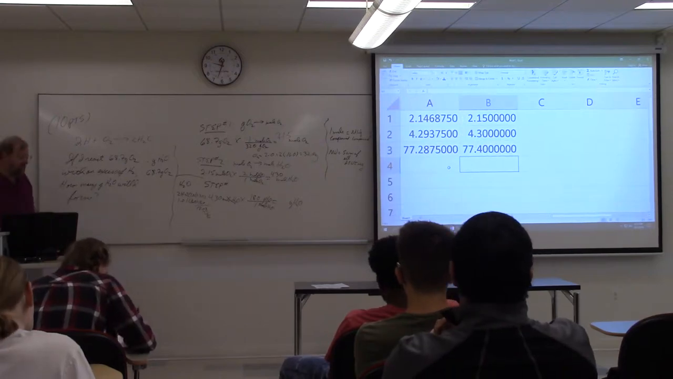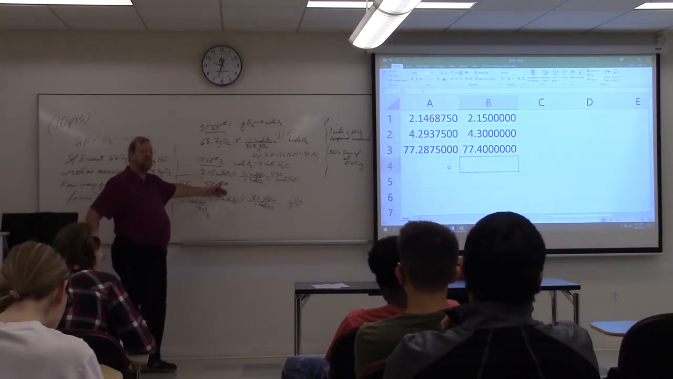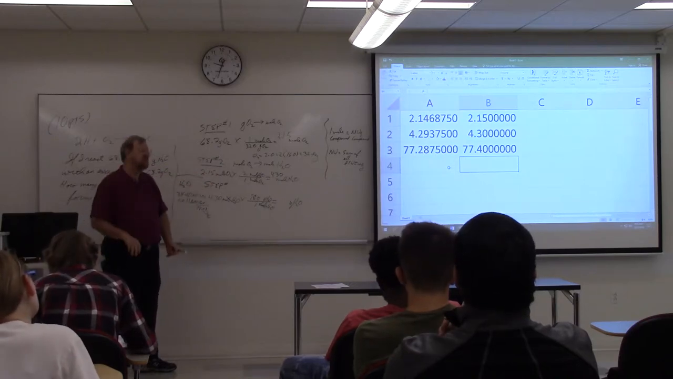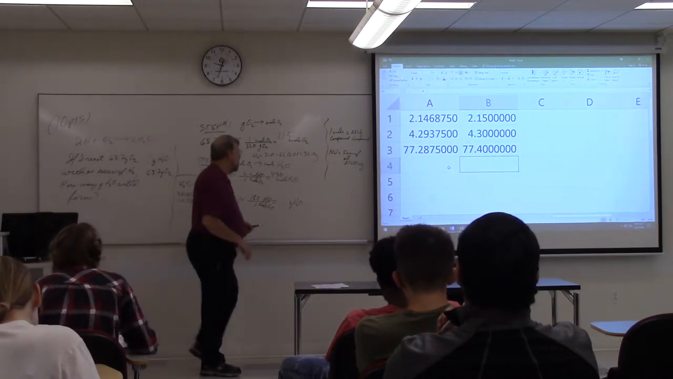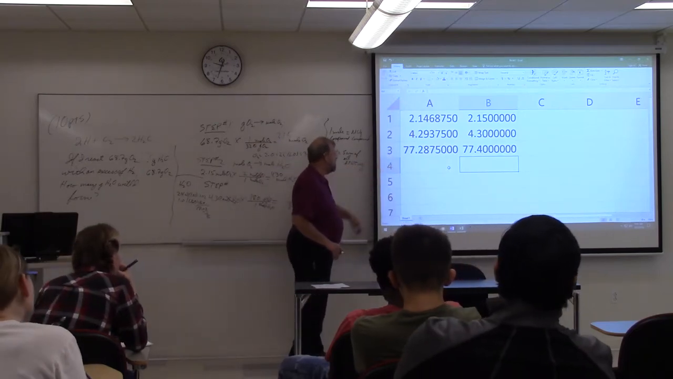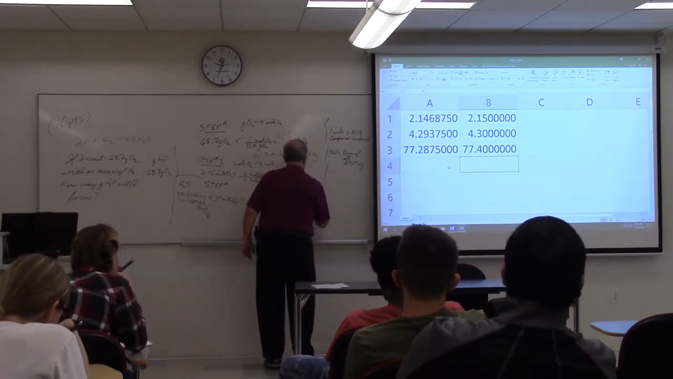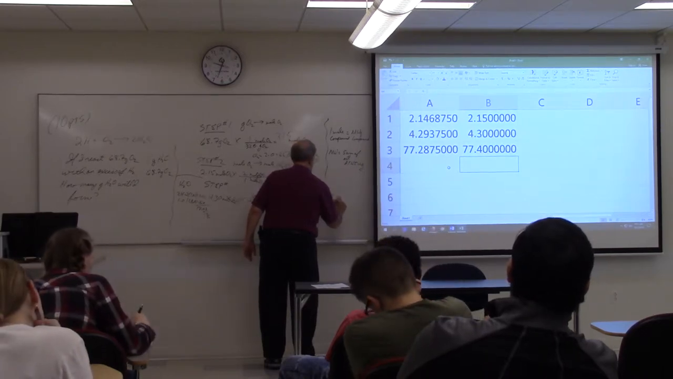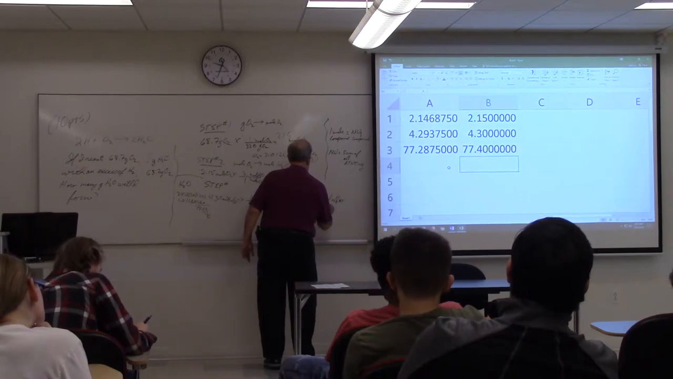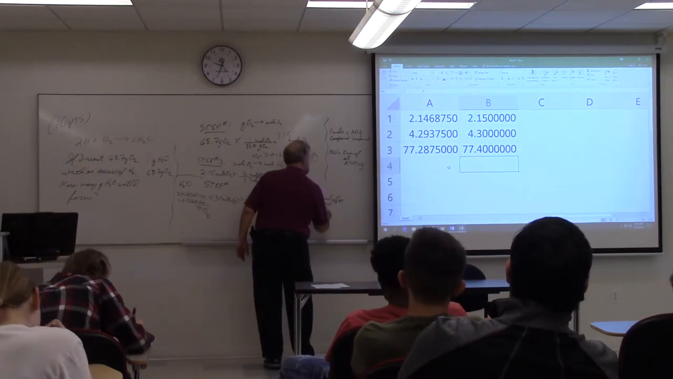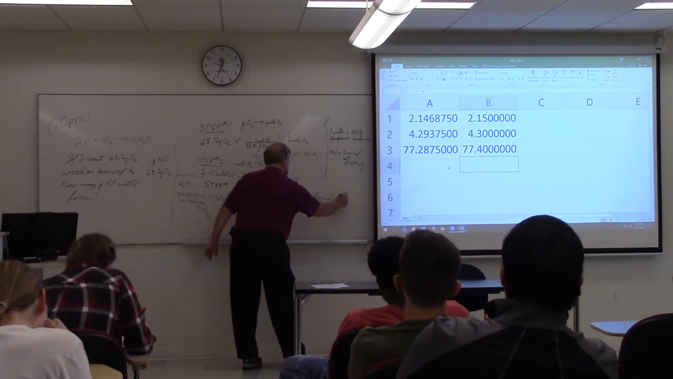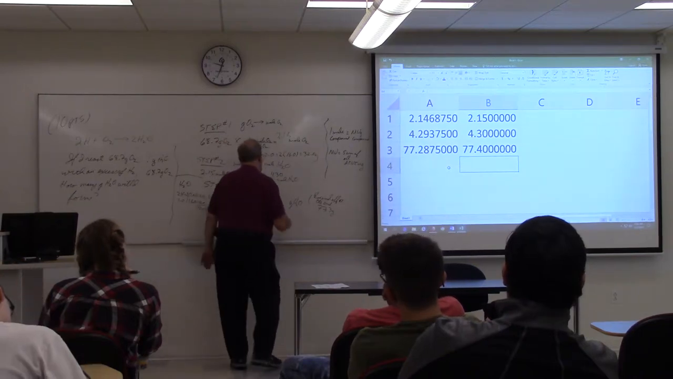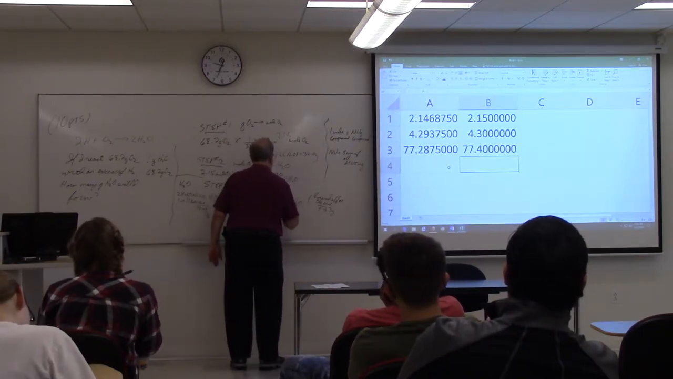And if you notice, we get different answers. If you look at this and you round off at the end, what's the lowest significant figure here? 3. So my answer should be 3. If I do this one, it would be 77.3 grams. If I look at where I round off at each step, I get 77.4 grams.